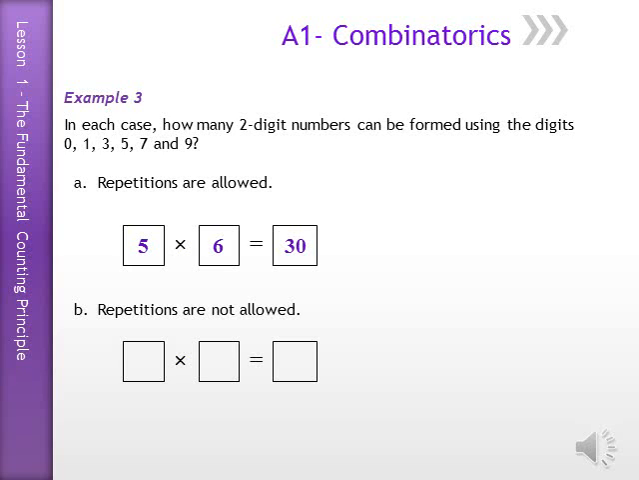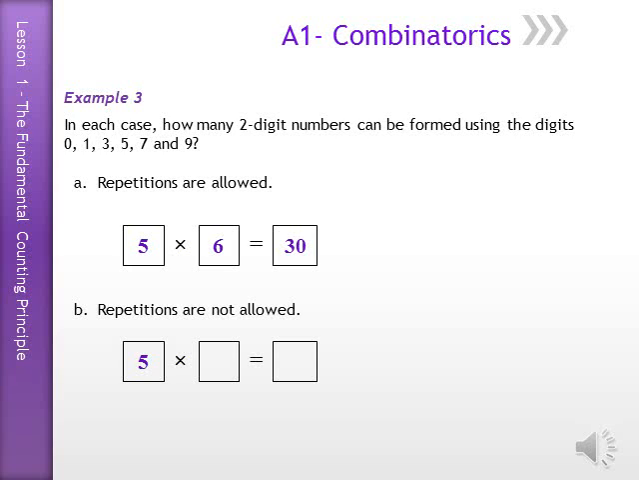For part B, we have been given a restriction. Repetitions are not allowed. So now, numbers like 55, 99 are not allowed. So what do we do? Well, just like in A, we have 5 possible numbers for the first digit. But for the second digit, 0 is allowed, but whichever number was put in the first place can't be repeated.